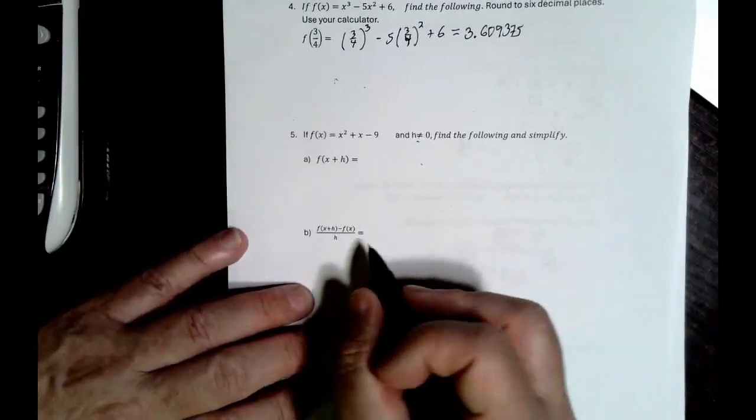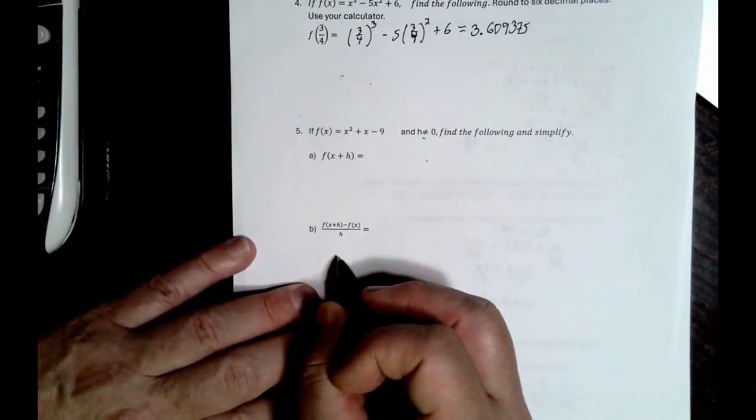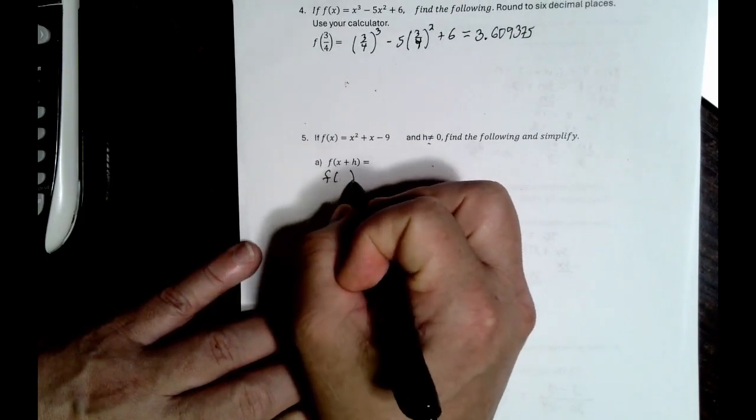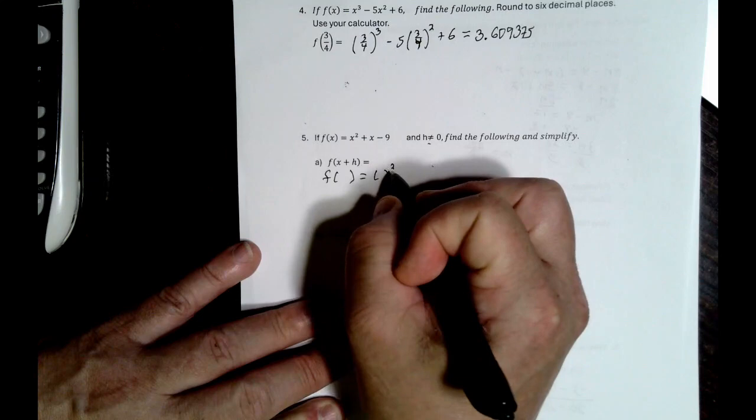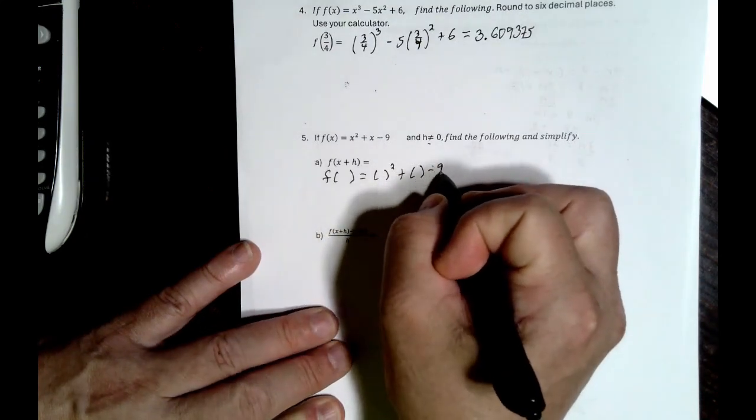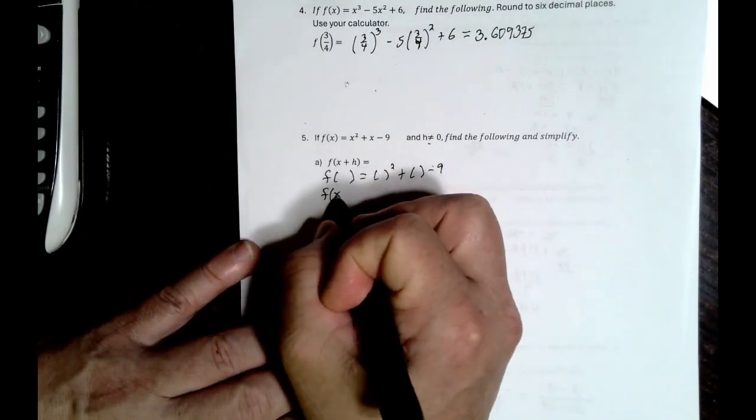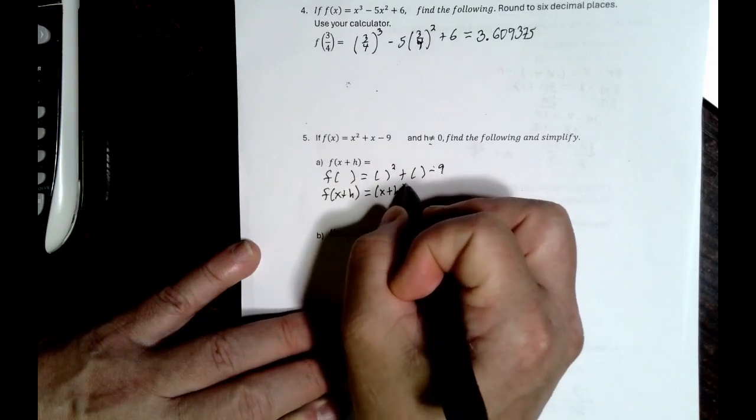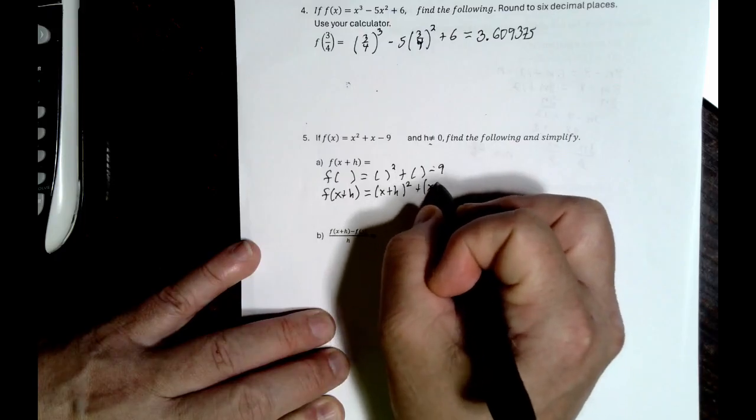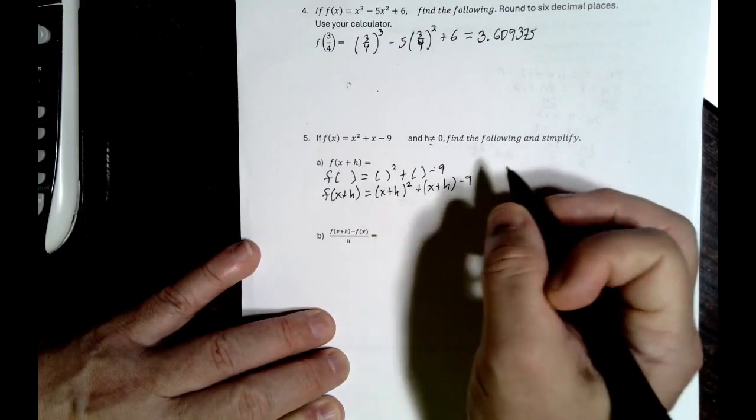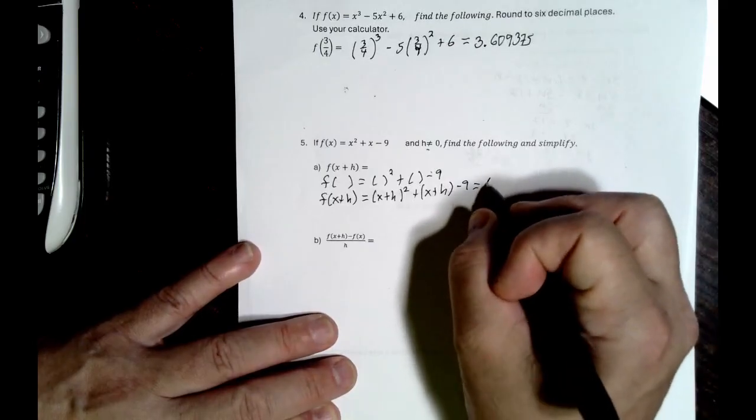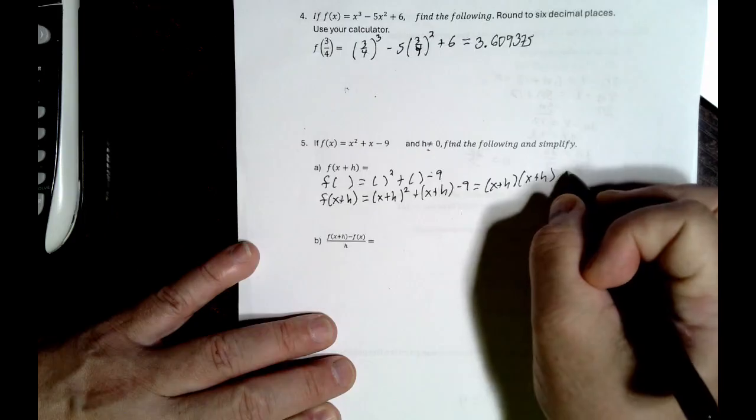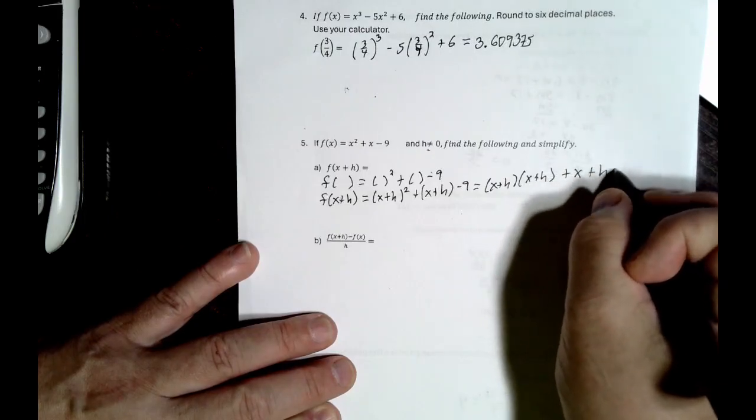Okay, now this one asks you to find f of x plus h minus f of x over h, but first you need to find f of x plus h. Well, f of blank equals blank squared plus blank minus 9. So f of x plus h equals (x plus h) squared plus (x plus h) minus 9, which equals (x plus h) times itself plus (x plus h) minus 9.